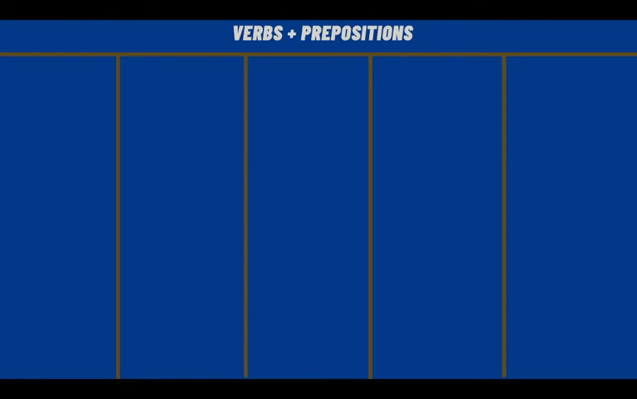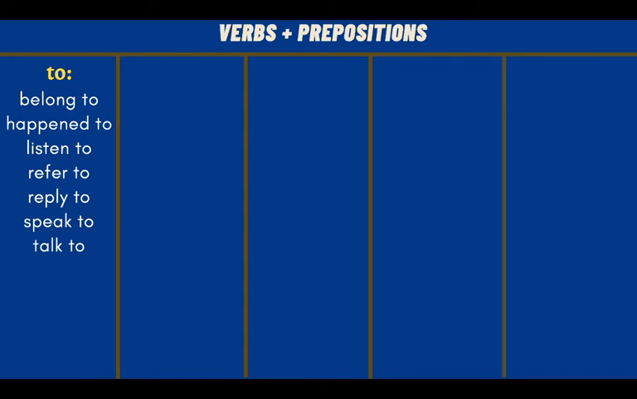Here comes a table which denotes the combination of verbs and prepositions. You all know verbs are nothing but action words. Now in this table, we'll see how the verbs are followed by prepositions. So there is no rule as such. You need to learn the combinations by heart and put them to use in sentences. To: belong to, happen to, listen to, refer to, reply to, speak to, talk to. Next comes for.